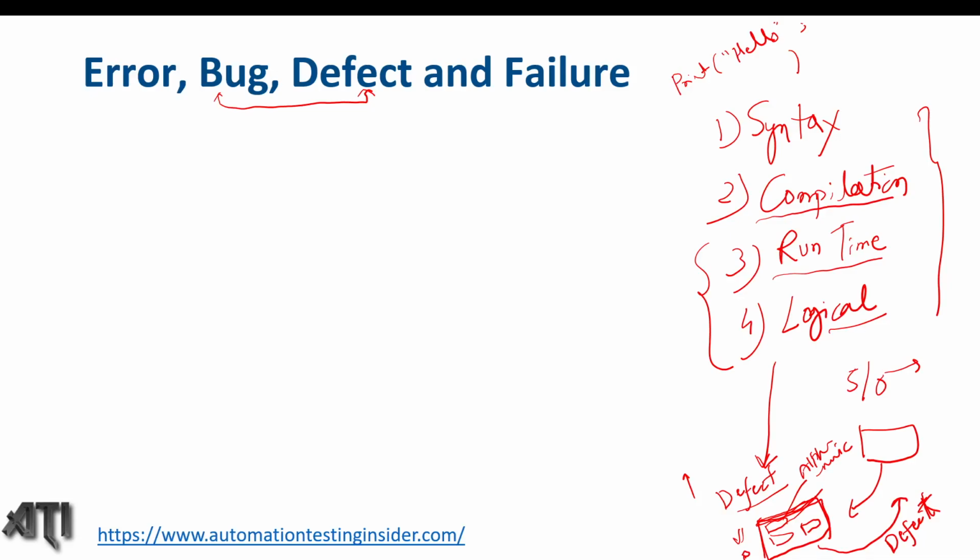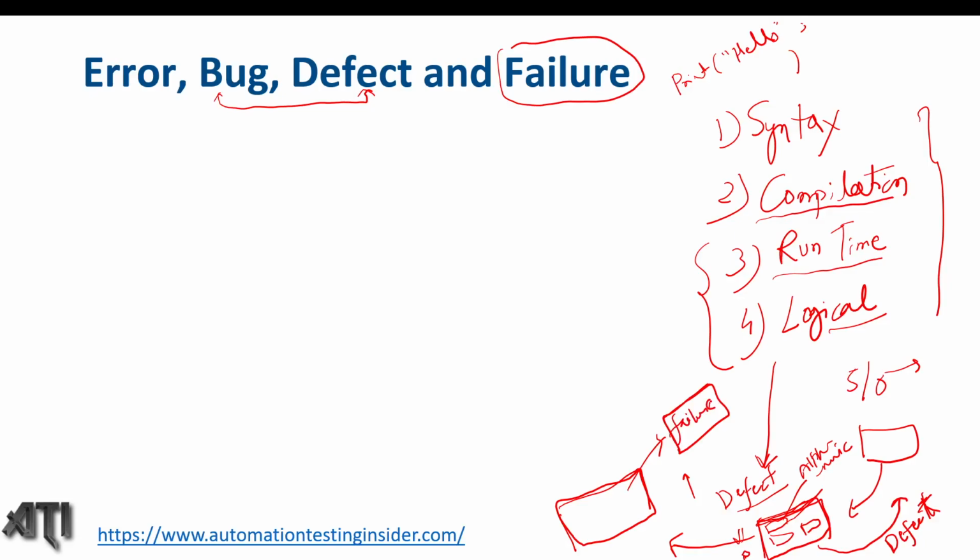Now what about failure? The last term we have here is failure. So when we release the software to the end user, when we release the software to the client, and if they face some problems, some issues like the software is not as per their expectations, that leads to failure in the software. And the end user will use it, or while testing the application they will face some issues or problems, so that leads to failure in the software.